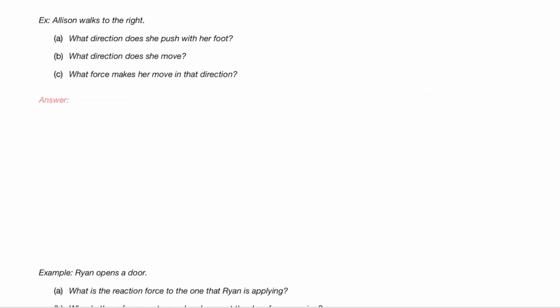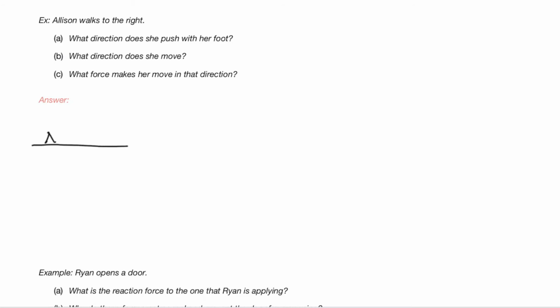In this example, we're just going to be examining Allison, who's walking across the floor. But by doing so, we'll understand the importance of these action-reaction forces. And so there are some simple questions here. If Allison's walking to the right, well, what direction is she pushing her foot? In what direction does she move? And what force causes that movement? So let's go ahead and look at this in a little more detail.